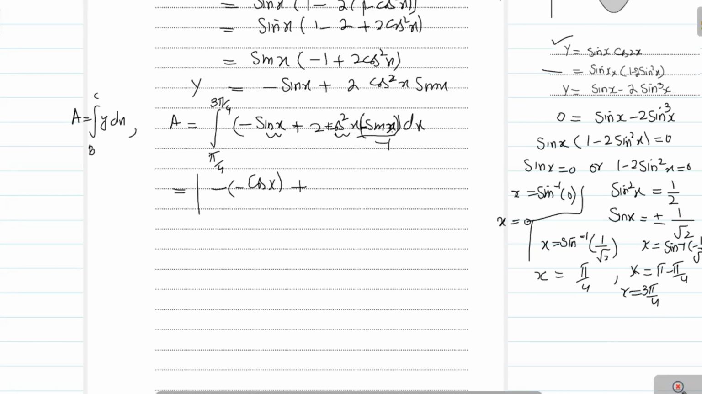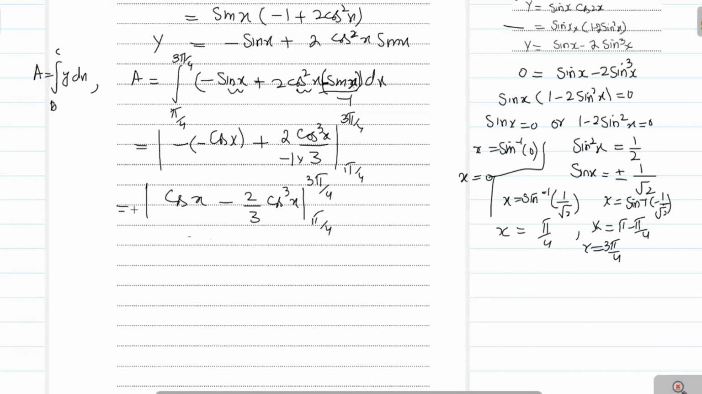Now we take the integration of 2 cos square x into minus sin x. That's equal to cos cube x over 3. Now we write 2 over minus 1 as it is. Now we can write this value as cos x minus 2 over 3 cos cube x. We apply the limit here, pi over 4 to 3 pi over 4.